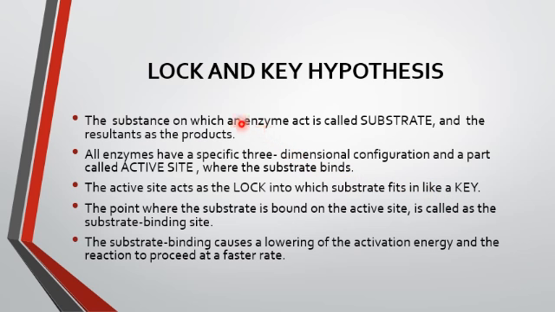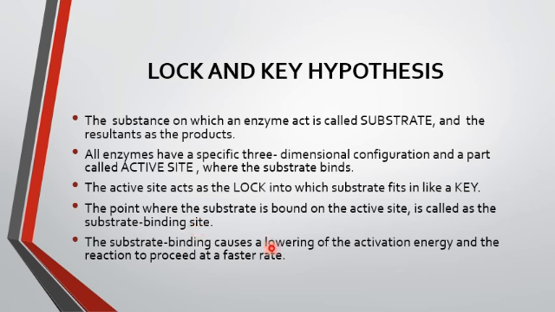The substance on which an enzyme acts is called the substrate and the resultant is the product. All enzymes have a specific three-dimensional configuration, a part called the active site where the substrate binds. The active site acts as a lock into which the substrate fits like a key. The point where the substrate is bound on the active site is called the substrate binding site, and it is specific for the specific substrate.